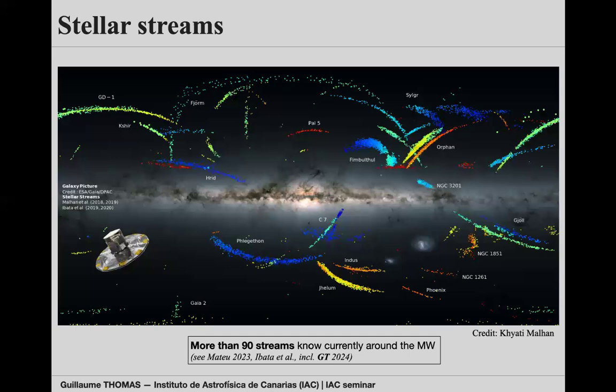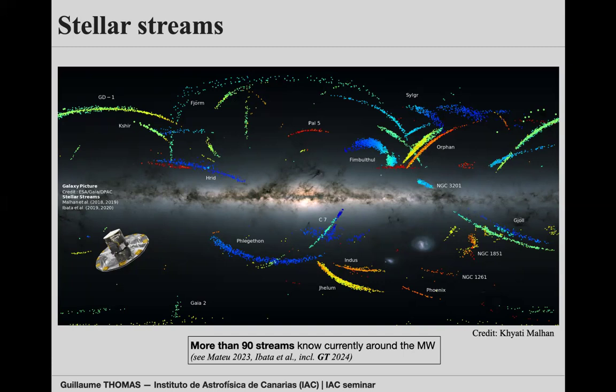So that's the census of globular cluster stellar streams that we have around the Milky Way. We know right now more than 90 streams. Most of them have been detected by Gaia. Before Gaia, we knew 10 maybe, something like this. For sure, we knew 4 of them. The others were candidates. Gaia helped us go from 10 to, I think right now, even 100 streams.